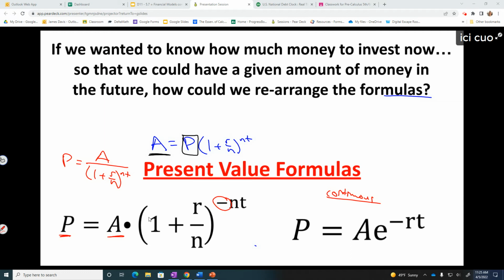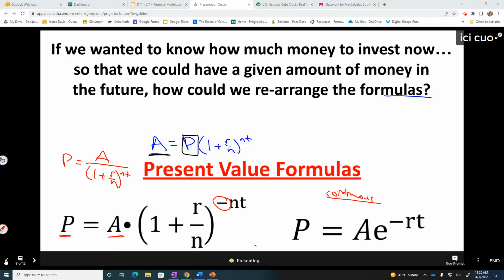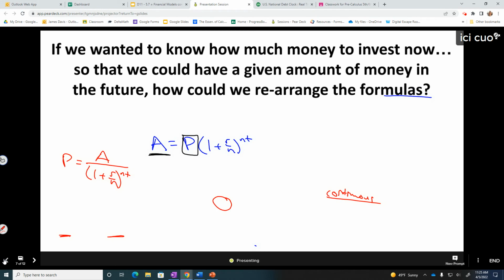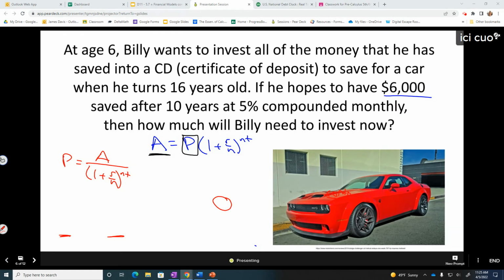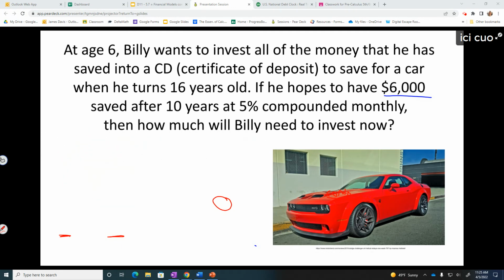So let's figure out how much Billy needs to put into the CD now, how much he'll need to get that $6,000. Maybe his parents can help him out or something. This idea can also be used if you want to save a certain amount for college. Maybe as a parent you want to save some money for your kid for college. You could put it away and then just watch it grow.